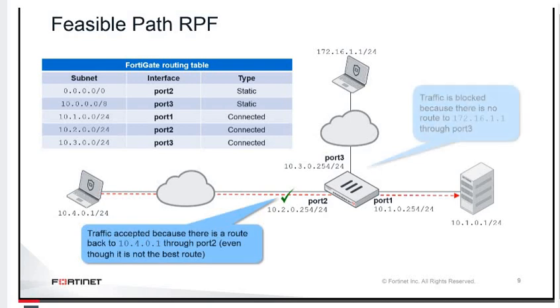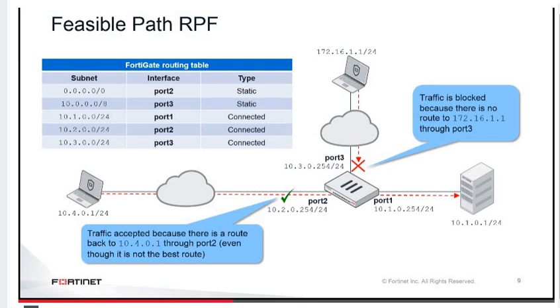There are two RPF check modes: feasible path, formerly known as loose, and strict. Feasible path is the default mode. In feasible path mode, the packet is accepted as long as there is one active route to the source IP through the incoming interface. It does not have to be the best route, just an active one.